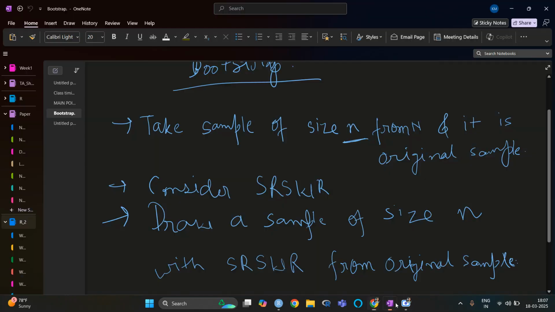After that, from that sample, which is of size n, we are taking n samples of size n, which is the size of the original sample, with replacement. So in one sample of size 1 up to n, it will resample again and again and again. Let me tell you how it will work.